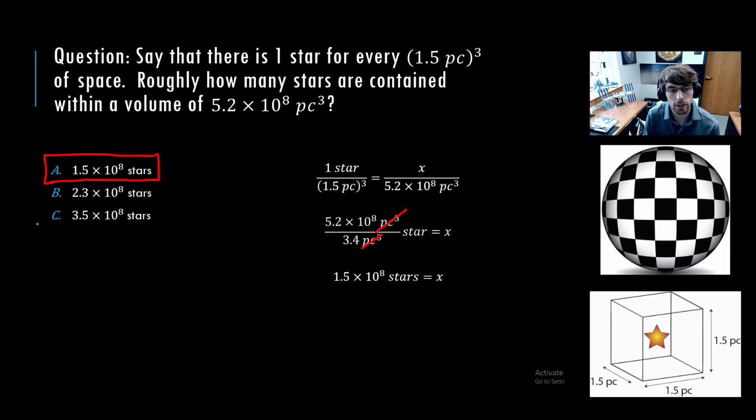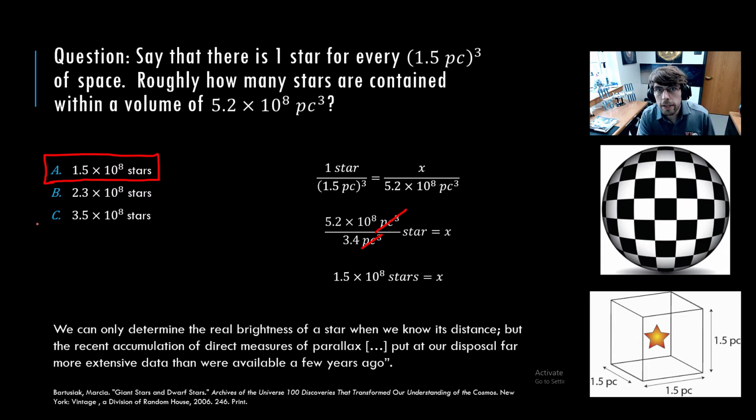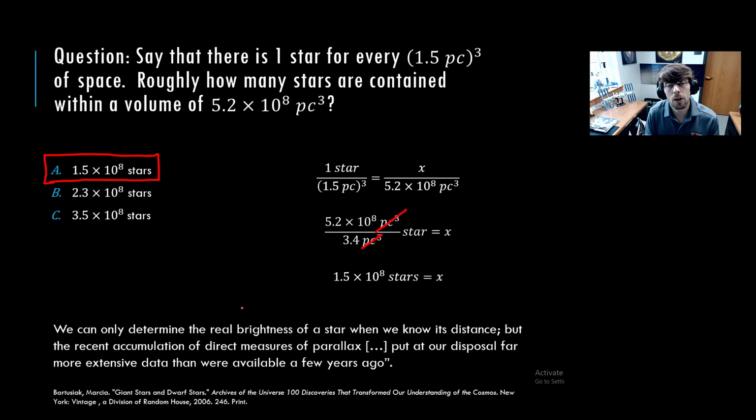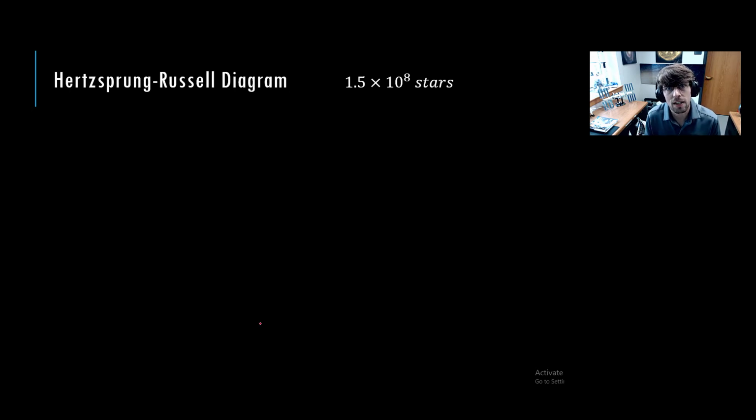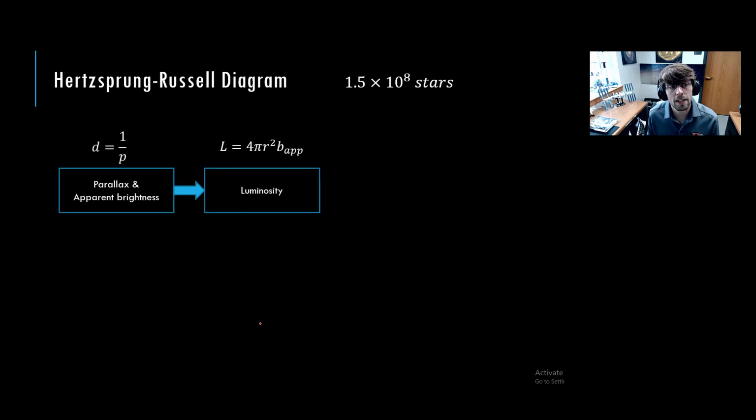Okay? So here's a quote for you. We can only determine the real brightness of a star when we know its distance. But the recent accumulation of direct measures of parallax put at our disposal far more extensive data than were available a few years ago. Now, a Hertzsprung-Russell diagram actually takes a couple of these ideas and puts them together. So we've already talked about using the parallax to get the distance, and once we know the distance and the apparent brightness, we can then find the luminosity.